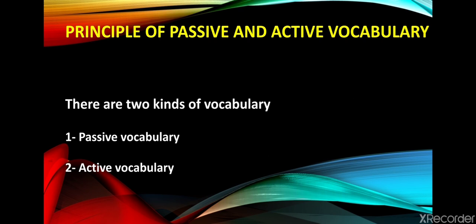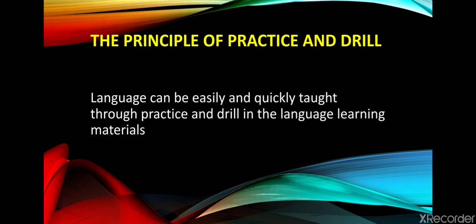For instance, the word elegant is in passive vocabulary. The teacher should try to bring this word into the active vocabulary of the students. When the student starts using the word elegant off and on, then the word gaudy should be taken up, and so on. Next is the principle of practice and drill.